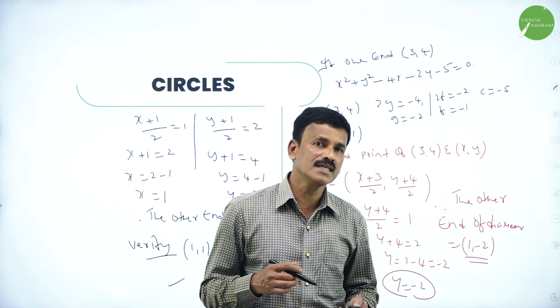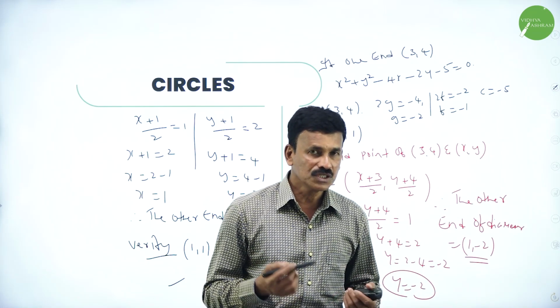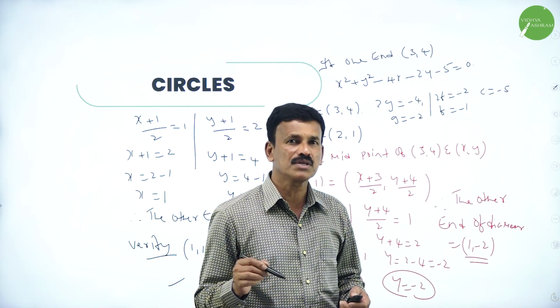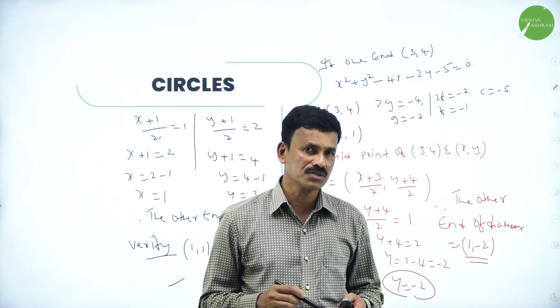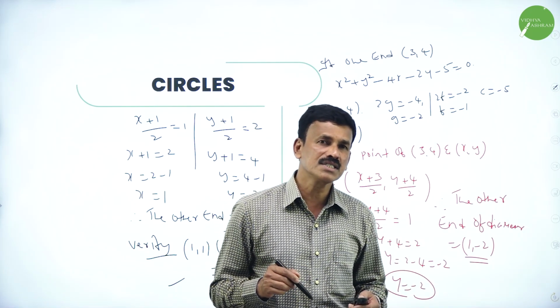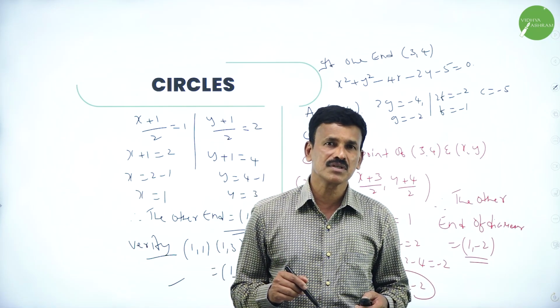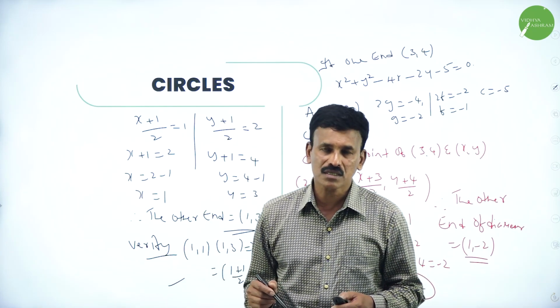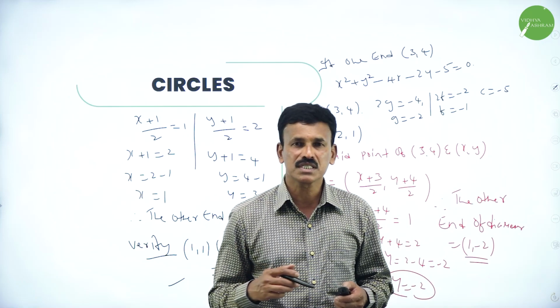Now to find the radius of the circle, in general, the standard equation of the circle is x square plus y square plus 2gx plus 2fy plus c is equal to 0. The center is (minus g, minus f), and the radius is equal to root of g square plus f square minus c. This is how we are going to solve this type of problems.